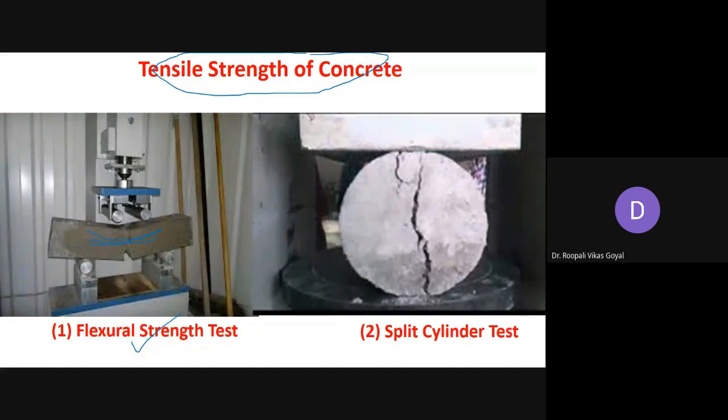The same cylindrical specimen that we use for the compression test, we use here too, but we keep it horizontal. Here again, we use the same compression testing machine and apply the load. The top and bottom portions, almost 1/6 portion, would be under compression, but the rest of the portion will be under tension. So you should understand that we are not giving direct tension; it is indirect tension, either in the form of bending or in the form of splitting the cylinder in a particular direction for giving tension.